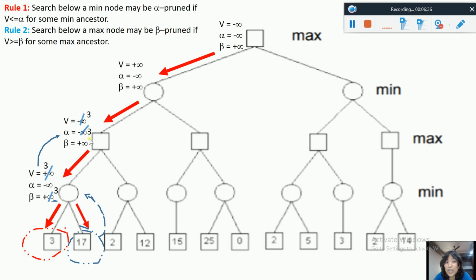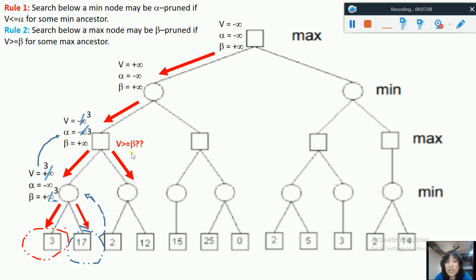Now I need to check whether I need to go to this max node or not, meaning whether we need to go to this node, or whether we will get the solution here. So we need to check the rule. As it is a search below a max node, I need to check whether V is greater than or equal to beta or not. So we have checked: yes, V is greater than or equal to beta.